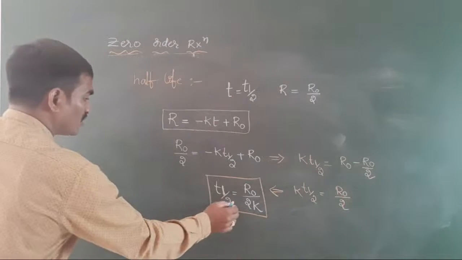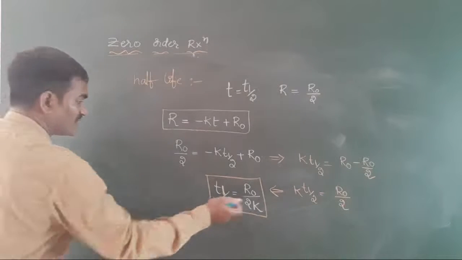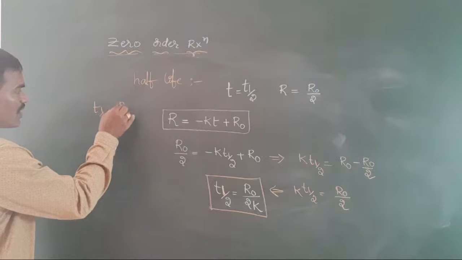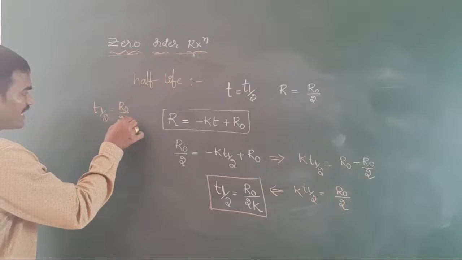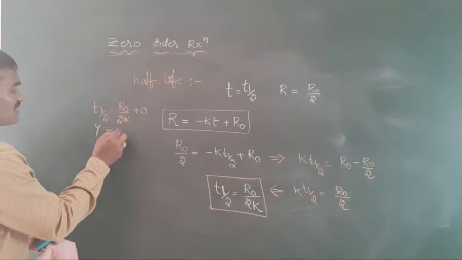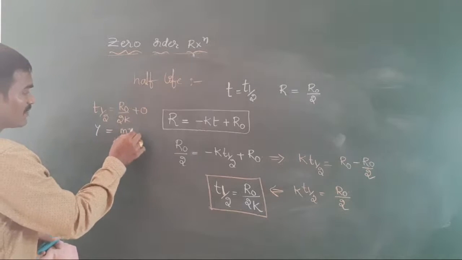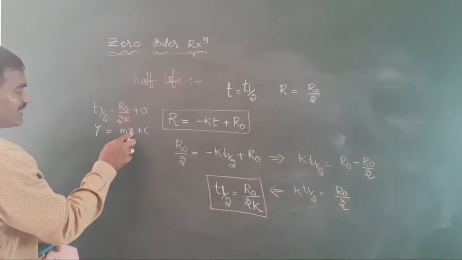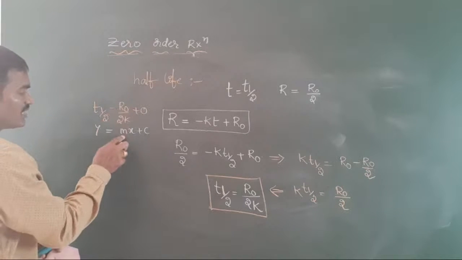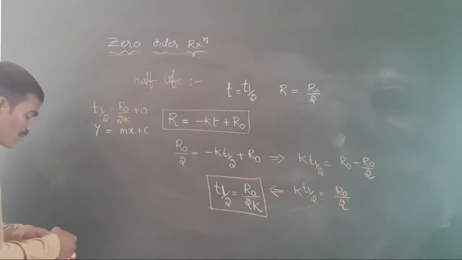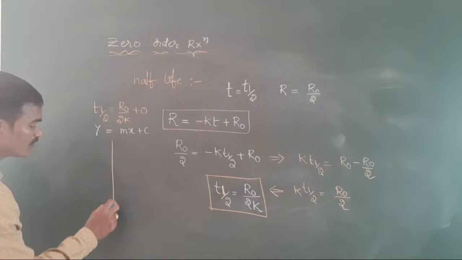So I am going to plot a graph for this. That is, T half is equal to R naught by 2K plus 0. So this is nothing but y is equal to mx plus c. C is equal to what? 0. Here x is equal to R naught. M is equal to the slope. Slope is equal to 1 by 2k. So now you plot a graph for this.